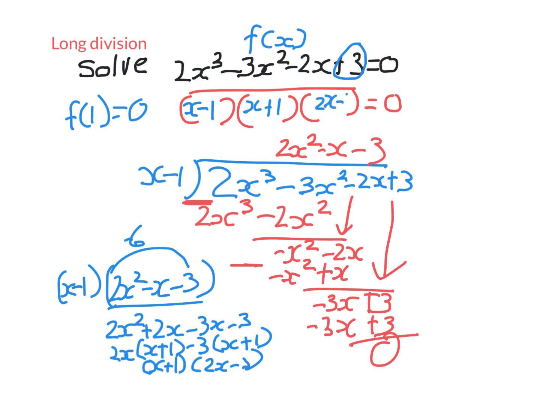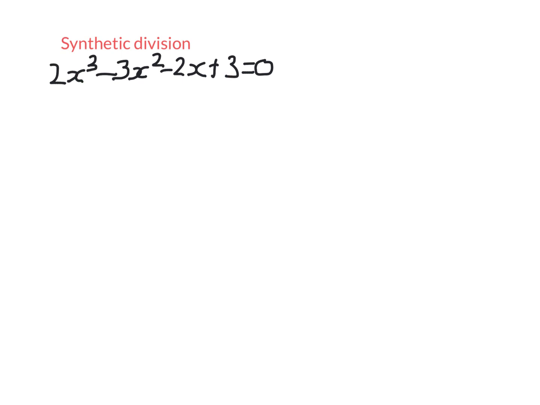So we can now use the null factor law. Either the first thing equals 0, or the second thing equals 0, or the third thing equals 0, in which case add 3 to both sides, divide by 2. These are the three solutions. All right, I'm now going to do this exact question again, but using synthetic division. So I'm going to solve this using synthetic division.